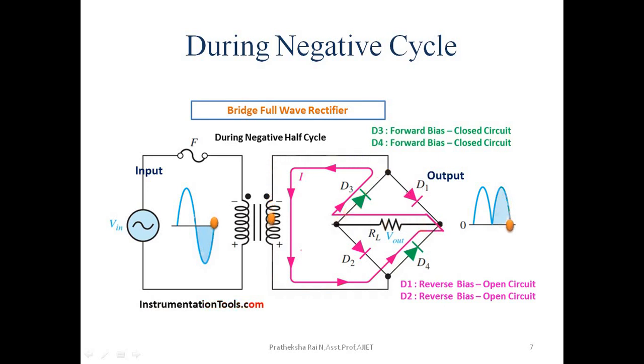Why? Because the P side is connected to the negative terminal of the supply input. What about D3 now? D3, the N side is connected to the negative terminal, right? And what about D2? D2, the N side is connected to the positive terminal, right? And D4, I can see that the P side is connected to the positive terminal. That means D3 and D4 are now forward biased and D1 and D2 are reverse biased.